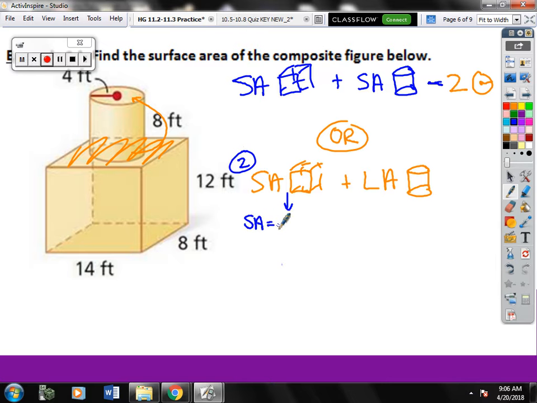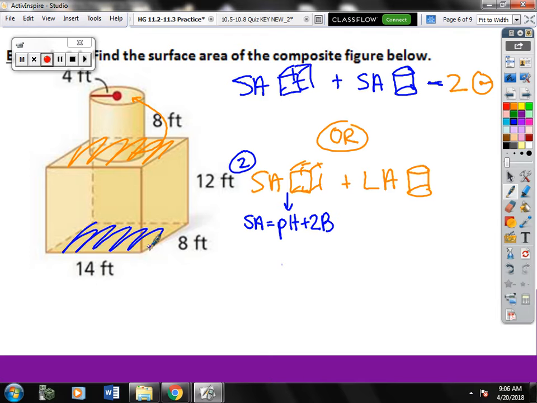pH plus 2b. Good. pH plus 2b. So prisms are the worst because you have to do a lot of work to find P and B. Now, in this problem, technically any of the shapes could be your base, but let's just go ahead and let the bottom be the base.